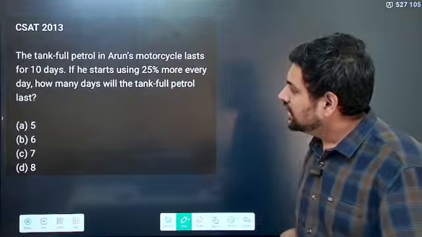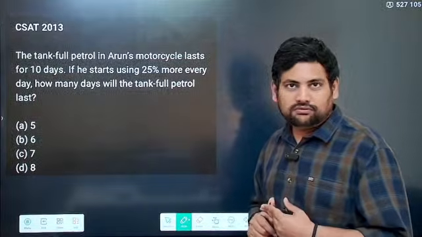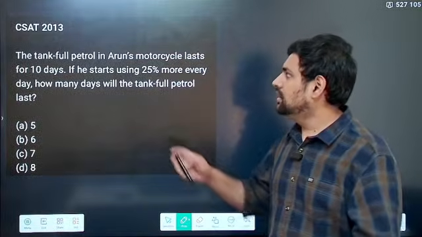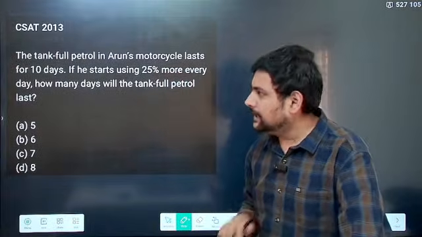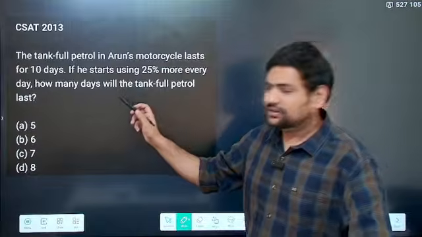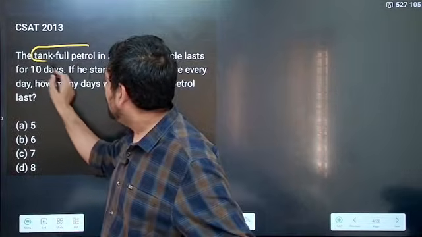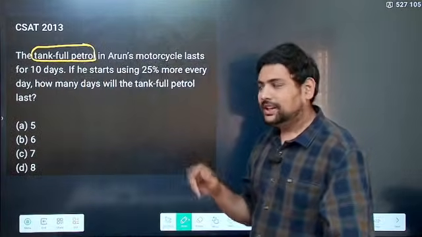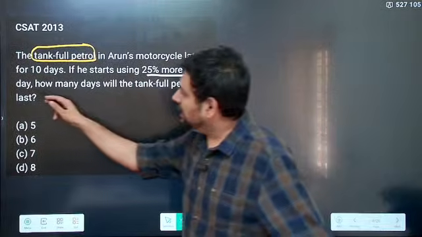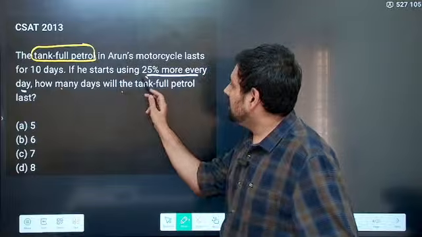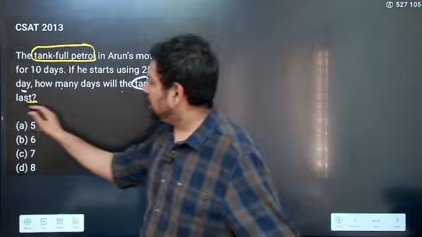Let's read the question. The tank full of petrol in Arun's motorcycle lasts for 10 days. Correct? Now, this is tank full petrol. Next, if he starts using 25% more every day, how many days will the tank full petrol last?